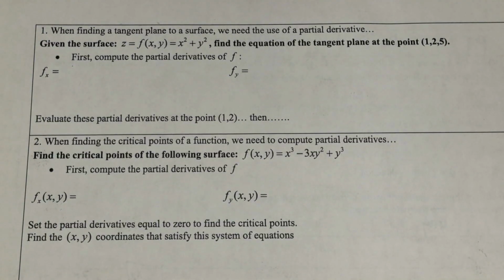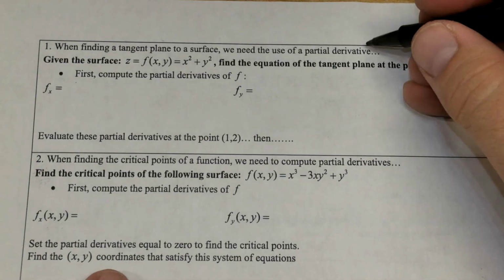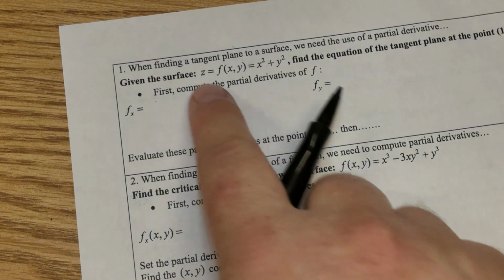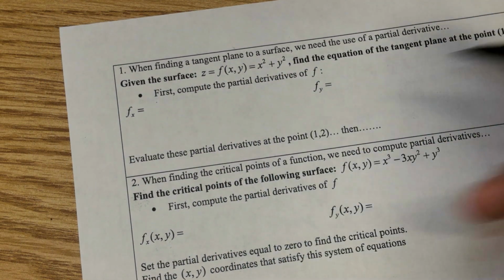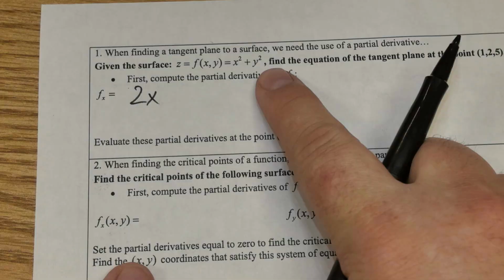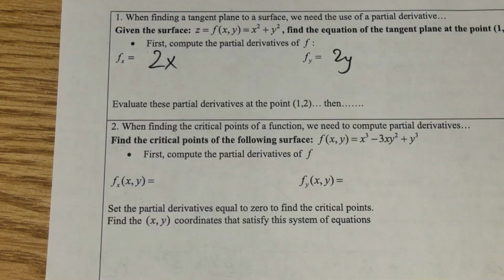Here we go. When finding a tangent plane of the surface, we use the partial derivative. First, I find the partial derivatives. Well, again, this would be like x squared plus 4. My derivative here would just be 2x. My derivative here would be like 4 plus y squared. That derivative would be y.